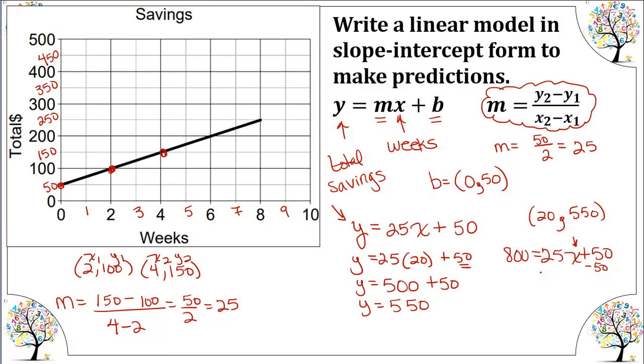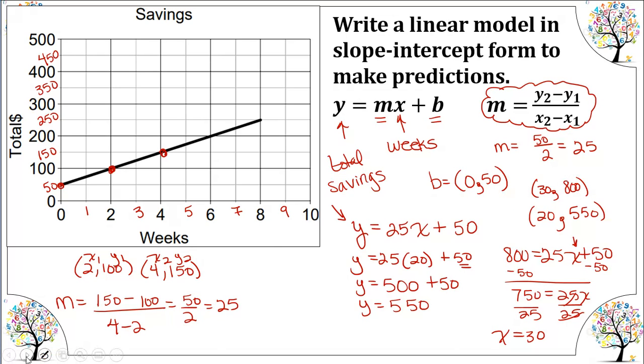So we subtract 50 from both sides. And then we're going to divide each side by 25. And x, the number of weeks, is going to be 30. So in 30 weeks, this individual is going to have $800.